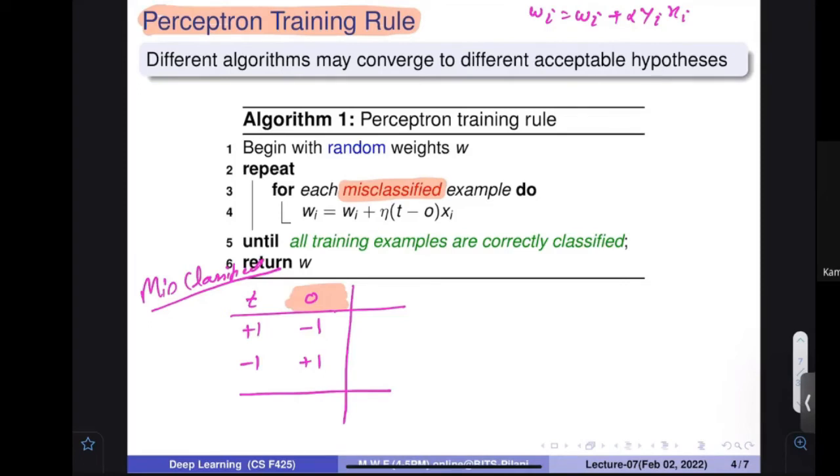Okay. What is target minus output? Because I'm multiplying with target minus output. So can you tell me what is target minus output? In this particular case, the target is +1 minus output -1, which becomes 2. Similarly, in the second case, target is -1 minus +1, which becomes -2. Make sense? Target minus output is equal to -2.